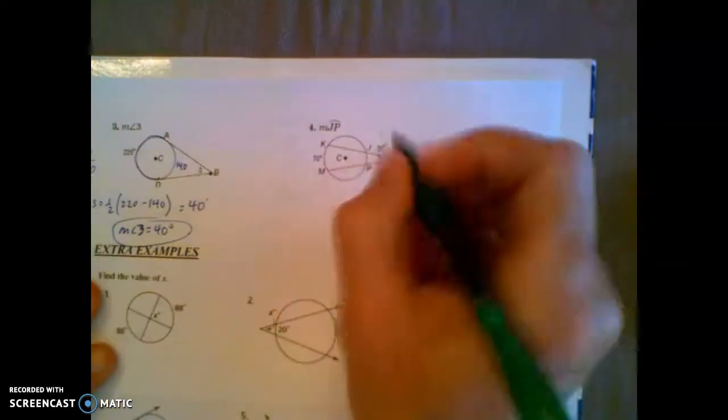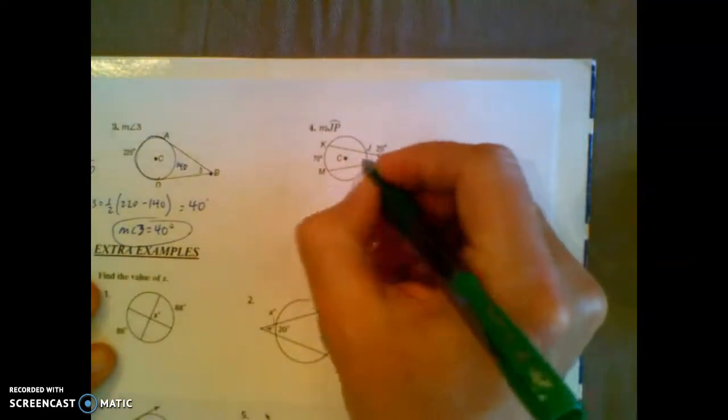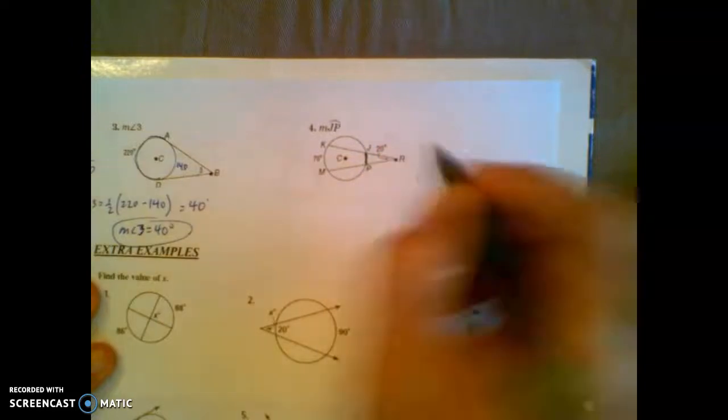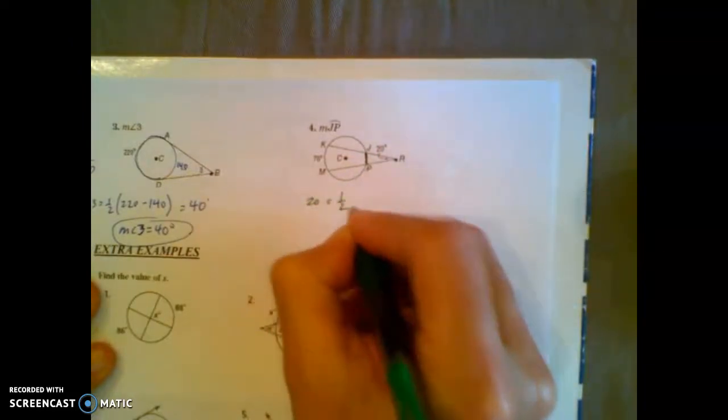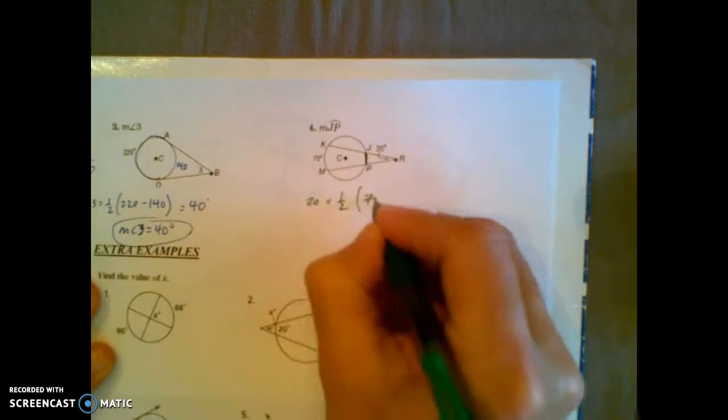Here, intersections on the outside, first thing I notice. Then the second thing is I know what the angle is, but I'm missing the arc. They want me to find this arc right here. So I know what the angle is. I know it's going to be half of the difference. The big arc is 70. Small arc is I don't know.